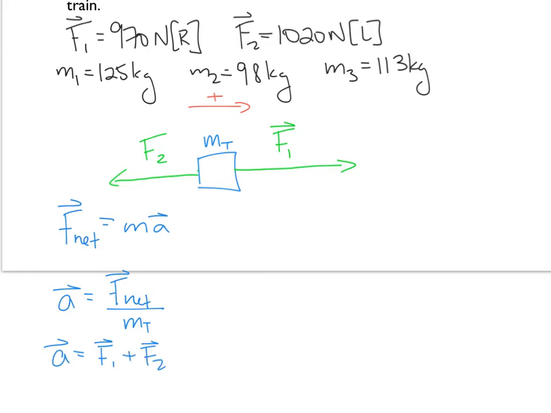So now let's just go up here back to our givens and notice that this would be the same thing for your F2. It would be the same thing as saying negative 1,020 newtons to the right. So let's go ahead and plug it into the equation.